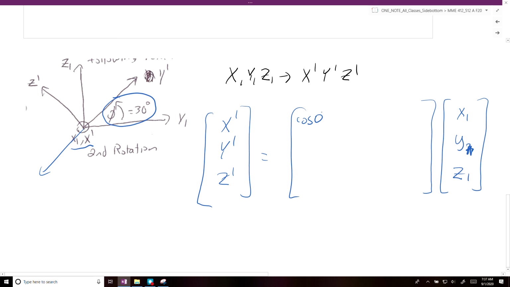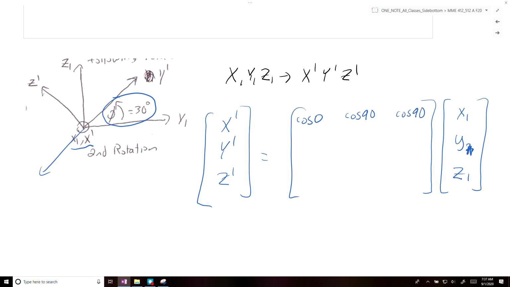Both y1 and z1 are 90 degrees apart from x prime, so the angle between them would be 90 degrees, and therefore the directional cosines would be equal to cosine of 90 degrees. For our second case, we look at the projections of x1, y1, and z1 along y prime.